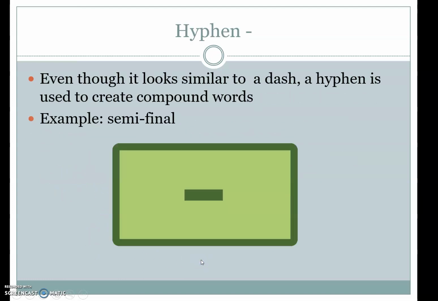Moving on to the hyphen. Now the hyphen looks very similar to the dash. Okay, it's essentially the same thing, but the hyphen is used differently than the dash, because the hyphen is used to create compound words. Semi, we know, is a word that can stand by itself. Semi, that means it is not full. It's half. And final is a word that can stand by itself. But semi-final is also a word, but we use the hyphen there to connect them.